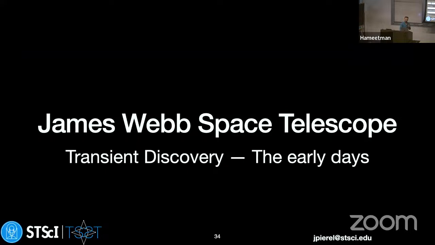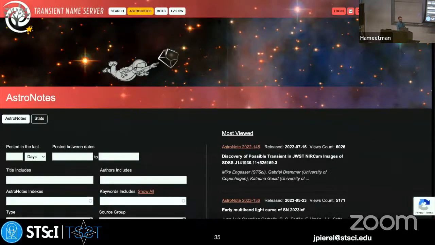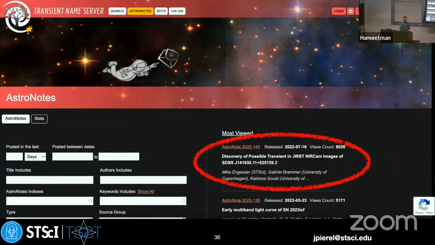So this is the Transient Name Server, which is where most transients are reported. And you can see down here, on July 16th of 2022, just after the first data was released, this is our group reporting the first transient discovery with James Webb. We had no spectrum, no light curve, just a single epoch in several filters. We don't know what it was, but we just report it. It's the most viewed thing on TNS, so I guess that tells you to just report things and you don't have to characterize them, it's fine. But this really started our whole goal of, hey, we should actually look more systematically for supernovae.